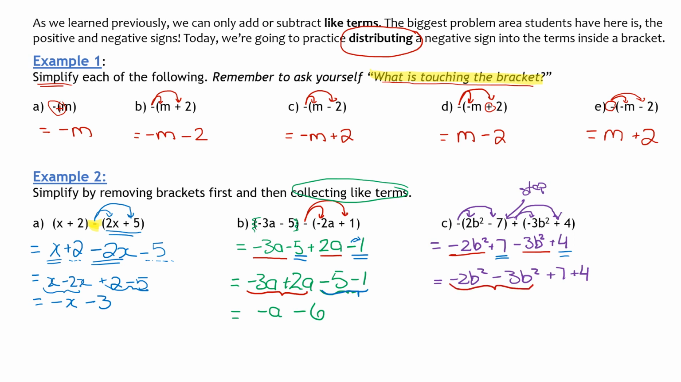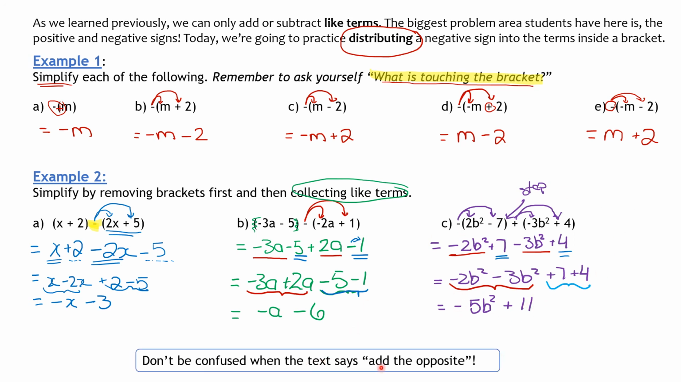The b squareds go together. Negative 2b squared minus 3b squared means negative 5. And then b squared is unchanged. That stays b squared. We're just changing the coefficients. And next is the constants. 7 and 4 is 11. So we've taken that whole complicated looking question and dwindled it down into these two pieces right here.